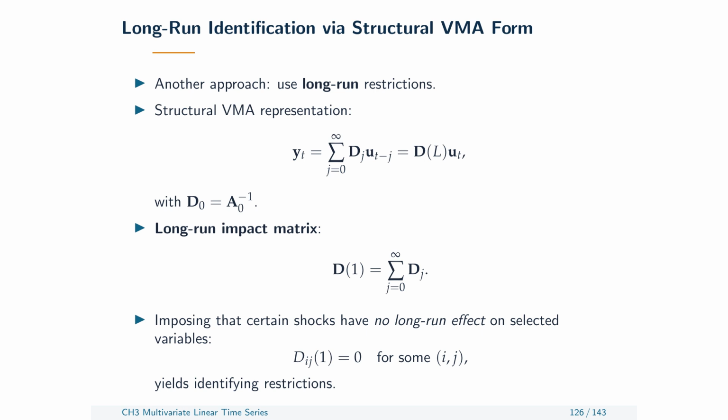Long-run identification imposes restrictions on the cumulative structural response matrix. The long-run impact is the sum of all horizon response matrices. Setting one element to zero says that a particular shock has no permanent effect on a selected variable, even though short-run effects may be non-zero.